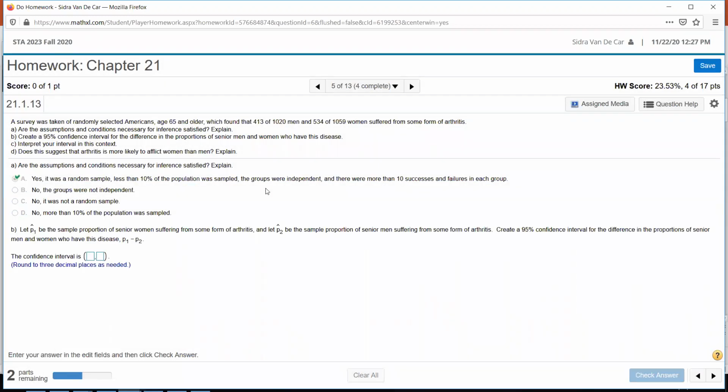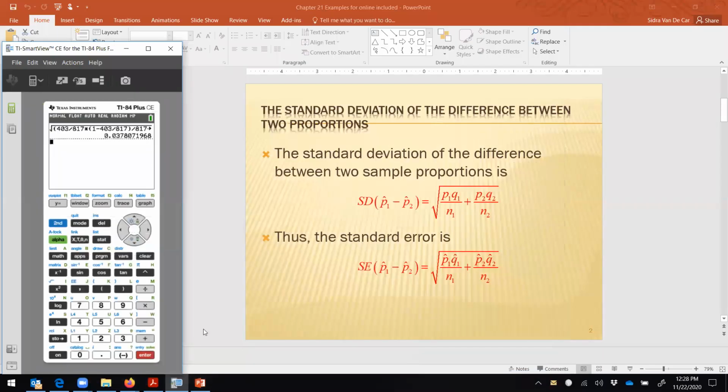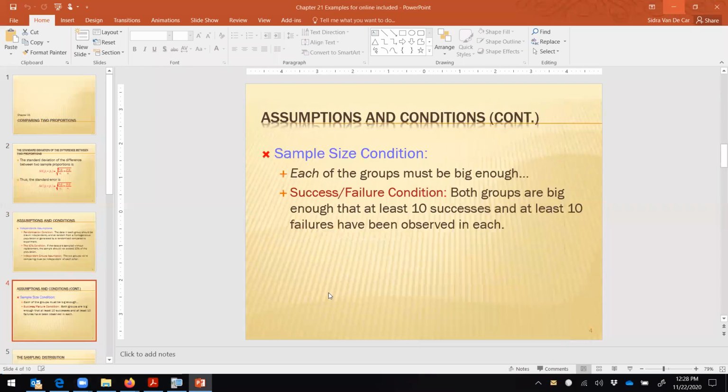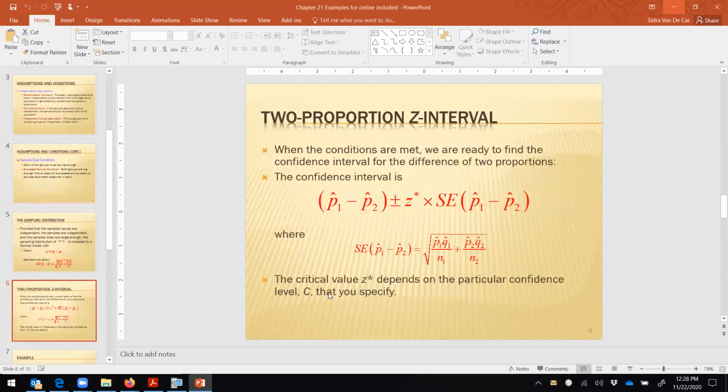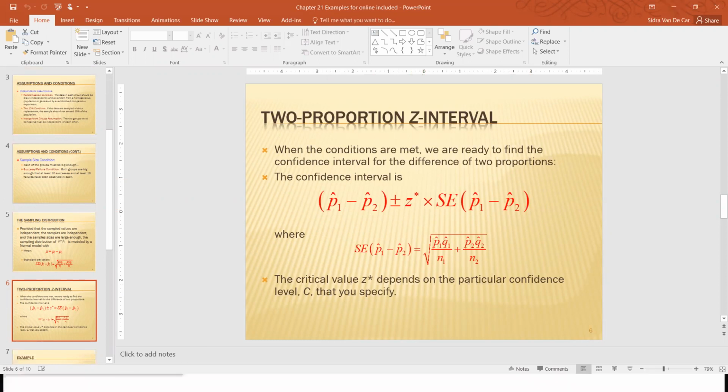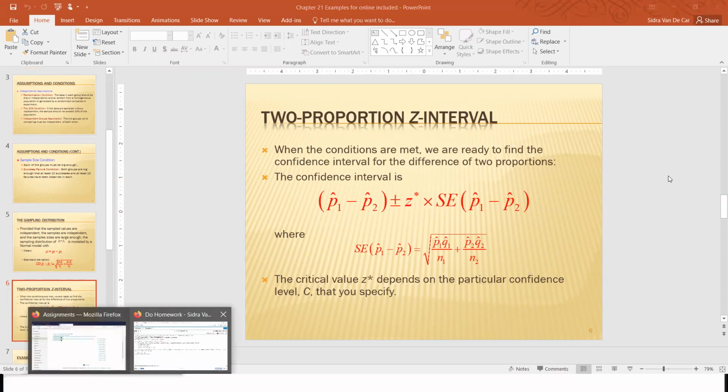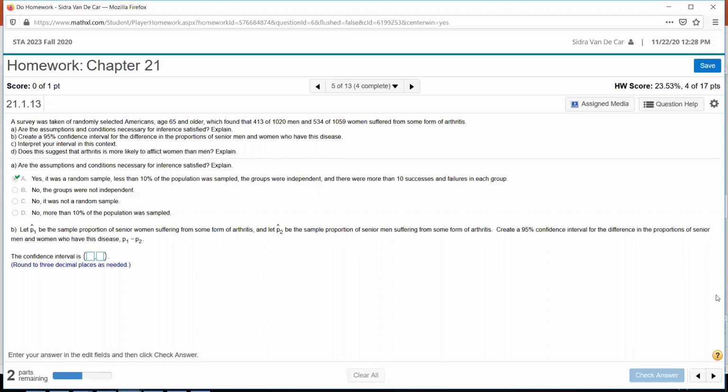Create a 95% confidence interval for the difference in proportions of senior men and senior women who have this disease. Okay, now let me see what I can do here. I could use my confidence interval formula that you have right here, but we can also do it very, very quickly on the calculator. And I really wish I could make it smaller.